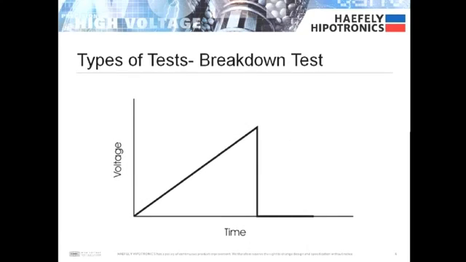Another type of test that is commonly done is a breakdown test, and this is very simple, as this plot shows. You have your voltage and your time, and you just raise the voltage continuously until your test object fails. So until that insulation breaks down, you continue to increase the voltage, and then once the insulation in that test object breaks down, your voltage will go back to zero.